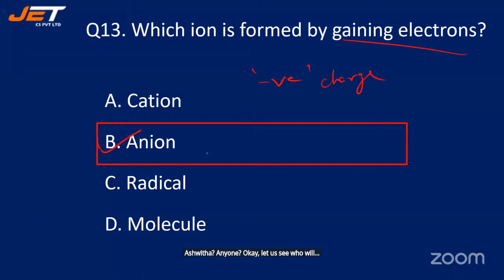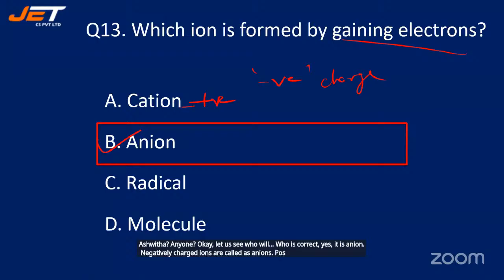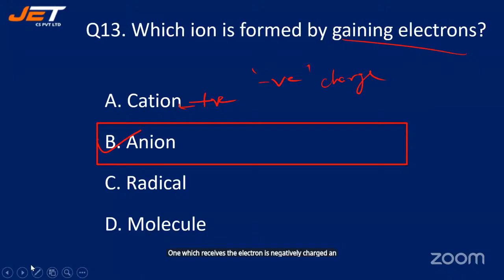Yes, it is anion. Negatively charged ions are called as anions. Positively charged ions are called as cations. ఓకే, ఎప్పుడైనా రిసీవ్ చేసుకునేది నెగిటివ్ అవుతుంది, ఇచ్చేది పాజిటివ్ అవుతుంది. Okay, one which will donate the electron is positively charged cation. One which receives the electron is negatively charged anion. Next question.